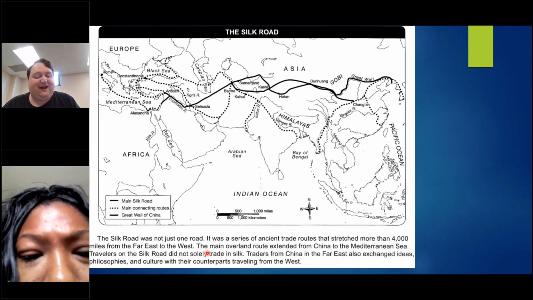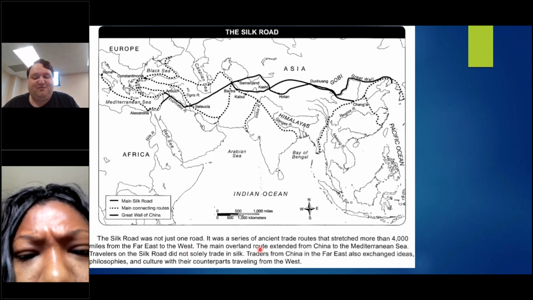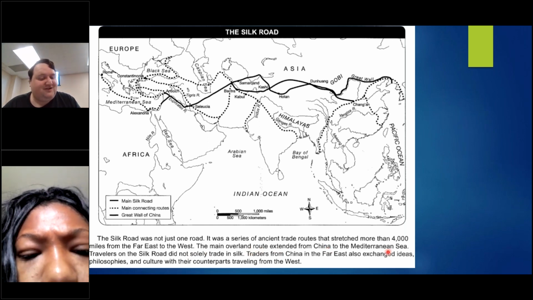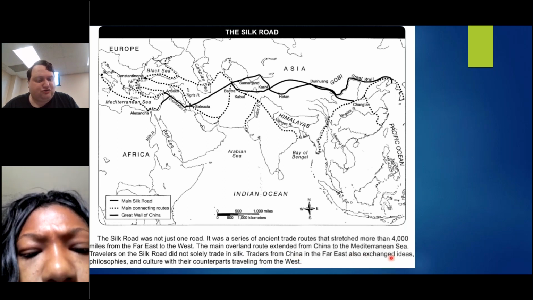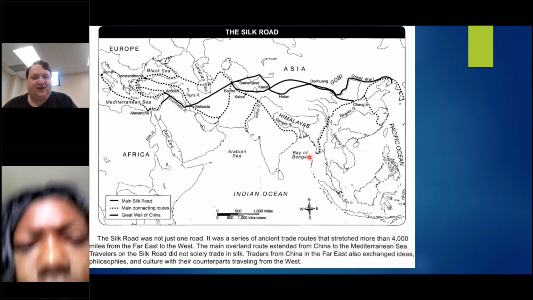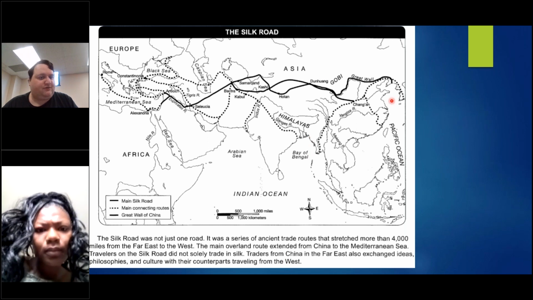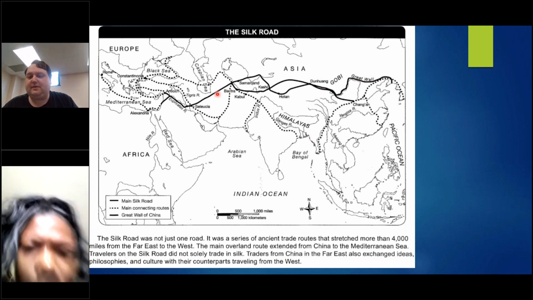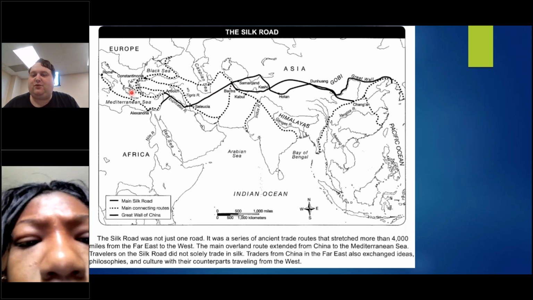The main overland route extended from China to the Mediterranean Sea. Travelers on the Silk Road did not solely trade in silk. Traders from China in the Far East also exchanged ideas, philosophies, and culture with their counterparts traveling from the West. And so again, we have China over here, and we have these routes, and here's the Mediterranean and Europe up there. So let's actually look at what the question looks like.